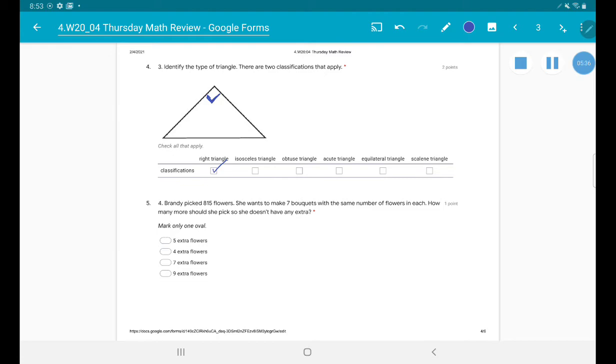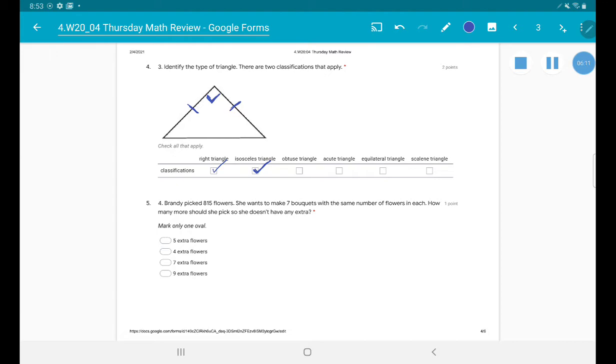Isosceles means that two of the sides are equal. Do I have two equal sides? Yes. These two sides are equal, so it's a right isosceles triangle. So if isosceles means two sides are the same, equilateral means three sides are the same, what does scalene mean? Zero sides. There's only three sides in a triangle, right?